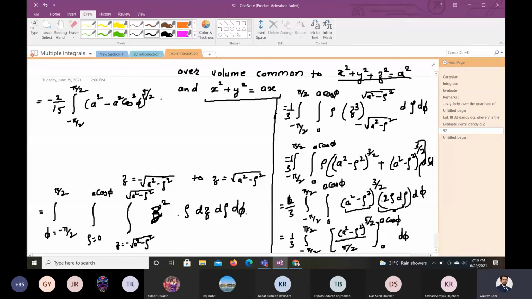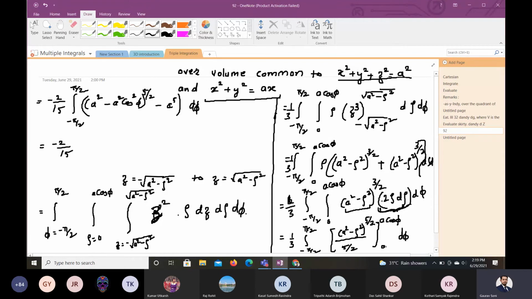Is it correct? Minus a raised to 5 and d phi. So if you simplify this, minus 2 by 15. Sir, it has to be 4, I guess. 4 upon 15, because there is a 2 also there. Where is 2? Sir, there is 2. No, that was adjusted in the derivative, no? Yes, yes, sir.